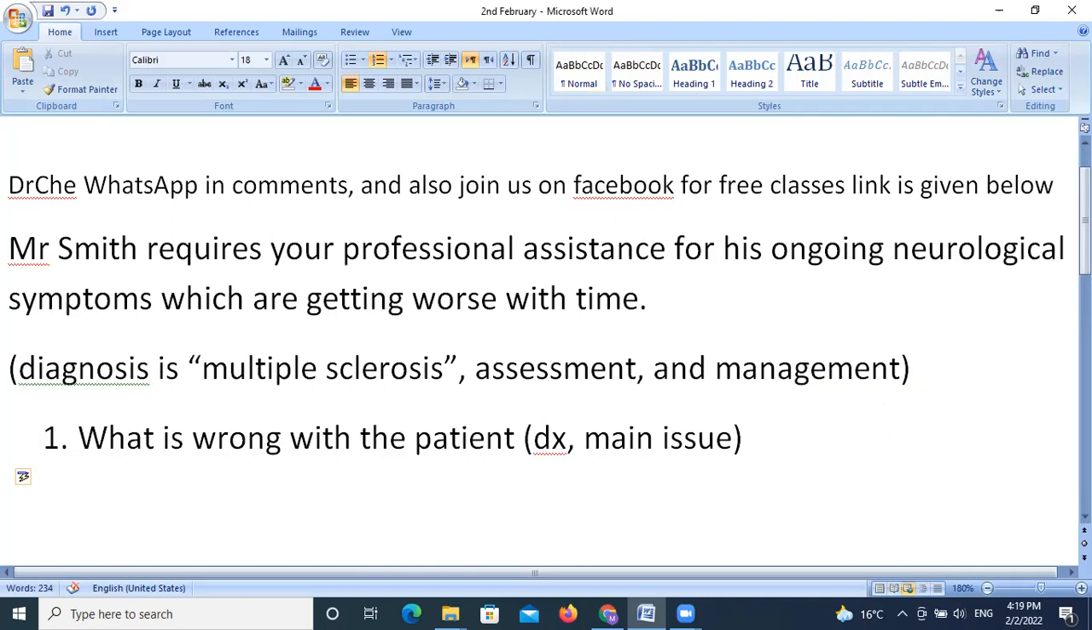Excellent. And Miss Farah says why we are writing and what we want from the reader. Excellent, Miss Farah. So number one, what is wrong with the patient? What is the main diagnosis? Number two, what we want from the reader for this patient. So two things. Number one, what is wrong with the patient? Number two, what we want from the reader for this patient. Okay, now let us look again.